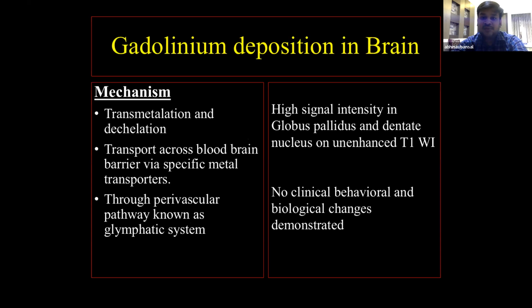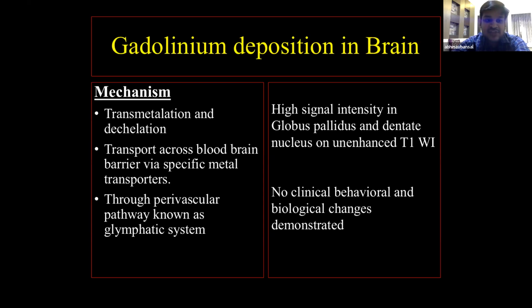Coming to gadolinium deposition disease. Gadolinium deposition in the brain has been seen previously in various MR examinations in patients who have received multiple doses of gadolinium-based contrast agent. Various mechanisms have been postulated, although the mechanism is still under study.